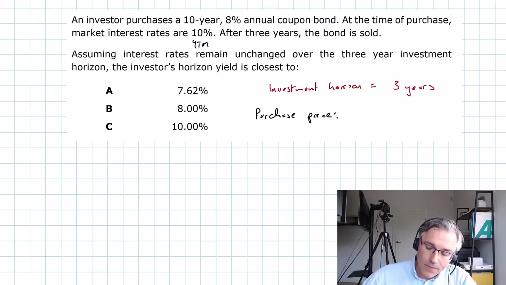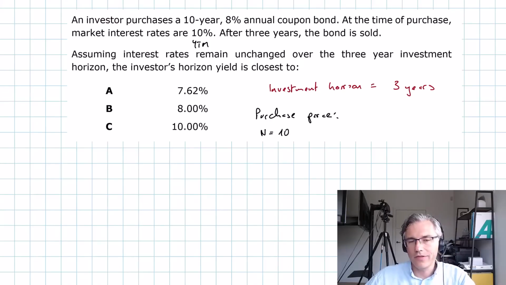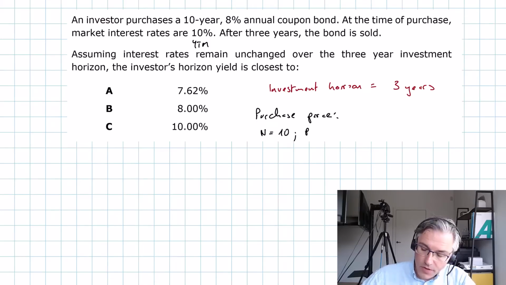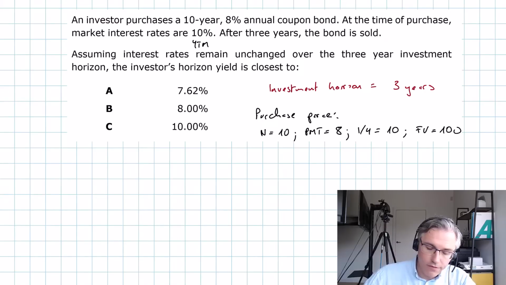So when the investor was buying the bond, it had 10 years left until the maturity. It was paying coupons annually, so no need to do any semi-annual doubling of periods. It had an 8% coupon, so PMT will have to be set to 8. What else? Our I over Y, so the yield was 10. Okay, we don't care about the bond being sold prematurely. We just need to enter the FV over here, 100.